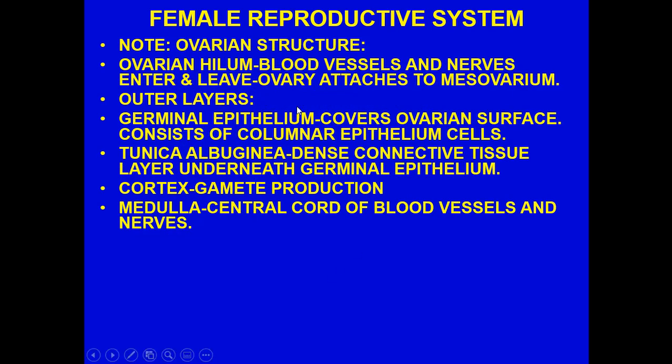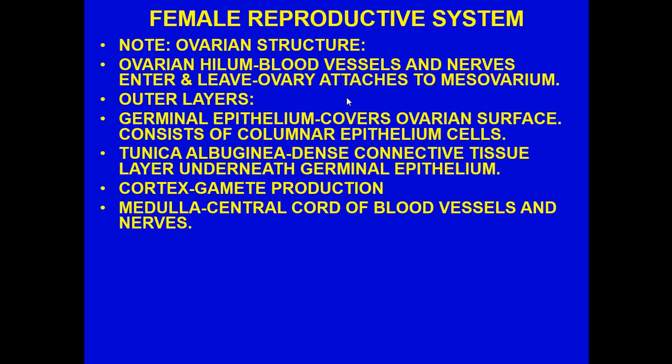Also, I want you to be aware of ovarian structure as shown in the next diagram, but just to give you a hint, in this case, the ovary will have a hilum, which is sort of an entry point where blood vessels and nerves enter and leave the ovary. This is the site where the ovary is attached to the mesovarium. On the outer layers of the ovary, we get these two major divisions, the cortex and the medulla.